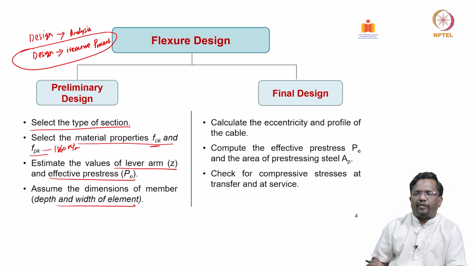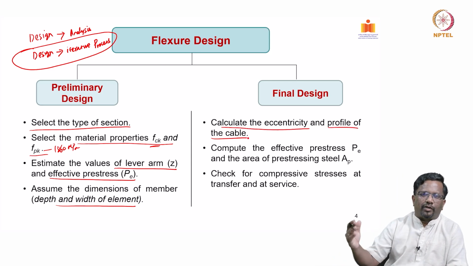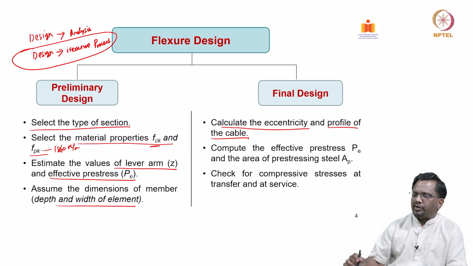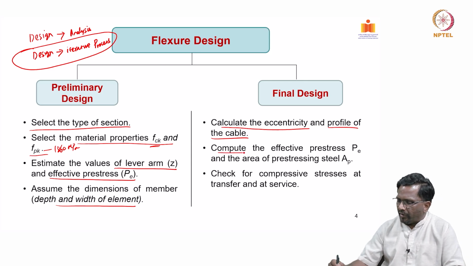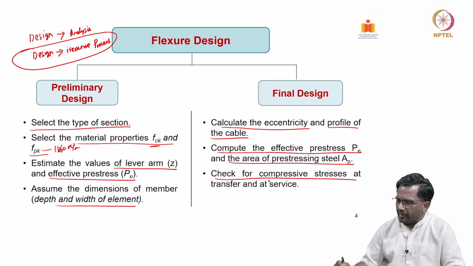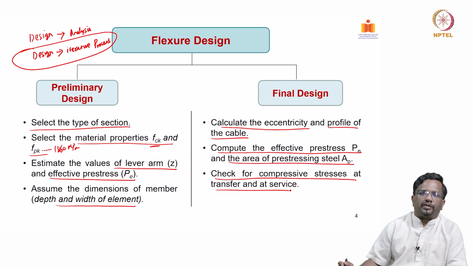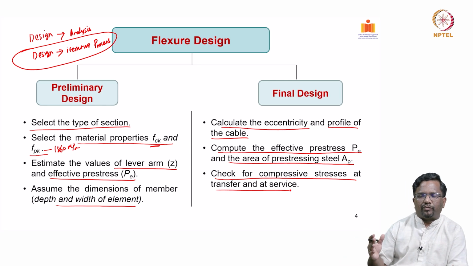In the final design, we exactly calculate the eccentricity of the pre-stress and the profile of the cable. That is the next level of detailing. Then based on the assumed or calculated eccentricity and the profile, we calculate the effective pre-stress and the exact area of pre-stressing steel. And then finally we check the stresses, compressive stresses at transfer and service. Again, if it is a type 1 member, you have to check for type 2 tension stresses also. So, we check for that as well. These are the steps.